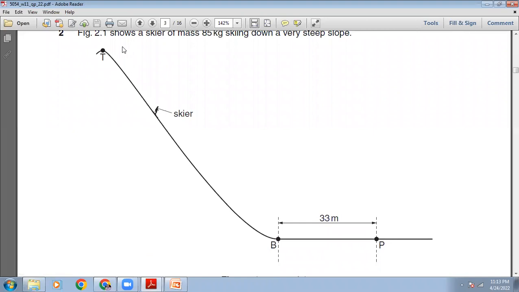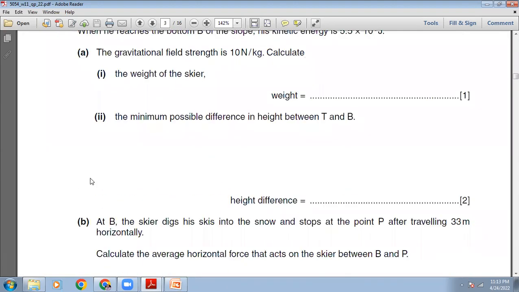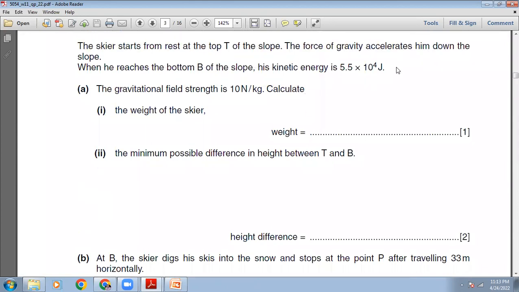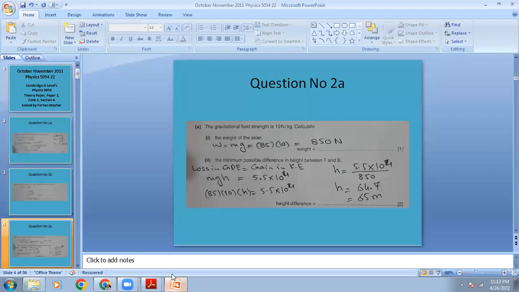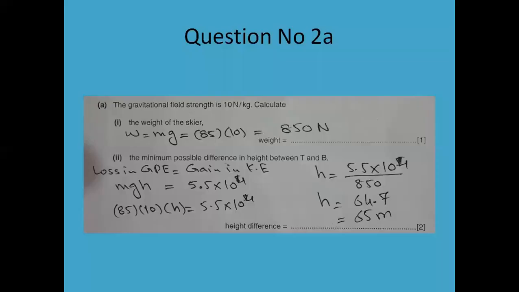So the idea is that whatever is the gravitational potential energy here, and whatever is the gravitational potential energy here, the decrease in the gravitational potential energy will be equal to the gain in the kinetic energy at the point B. So remember this: the loss in gravitational potential energy is equal to the gain in kinetic energy, and the kinetic energy gain is given here, 5.5 × 10^4 joules. So let's work on this idea.